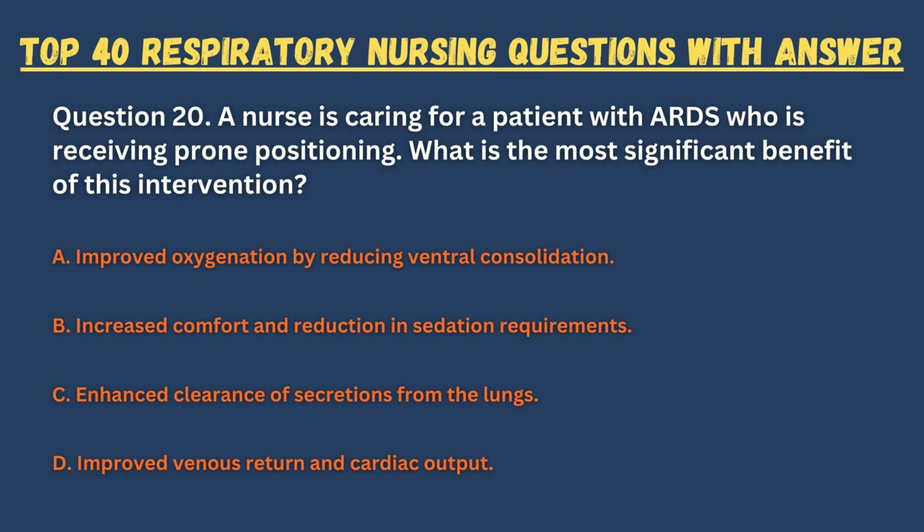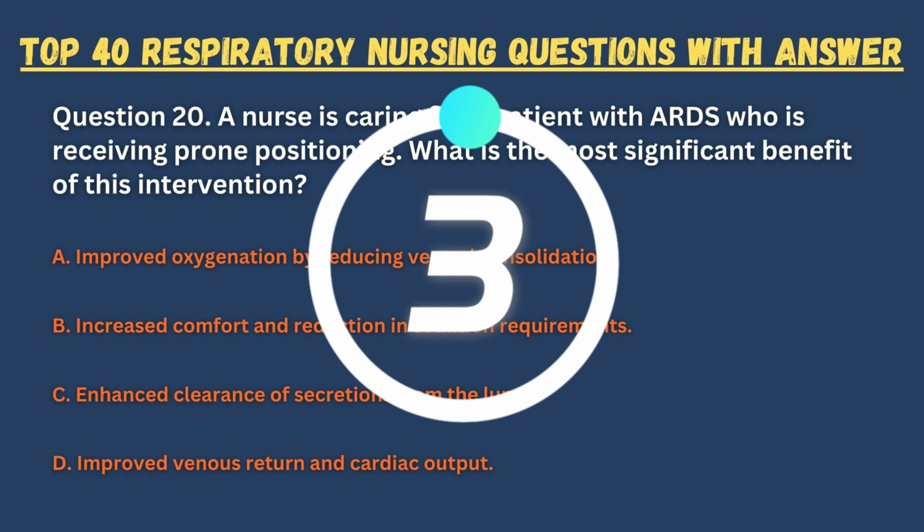Question 20. A nurse is caring for a patient with ARDS who is receiving prone positioning. What is the most significant benefit of this intervention? A. Improved oxygenation by reducing ventral consolidation. B. Increased comfort and reduction in sedation requirements. C. Enhanced clearance of secretions from the lungs. D. Improved venous return and cardiac output.